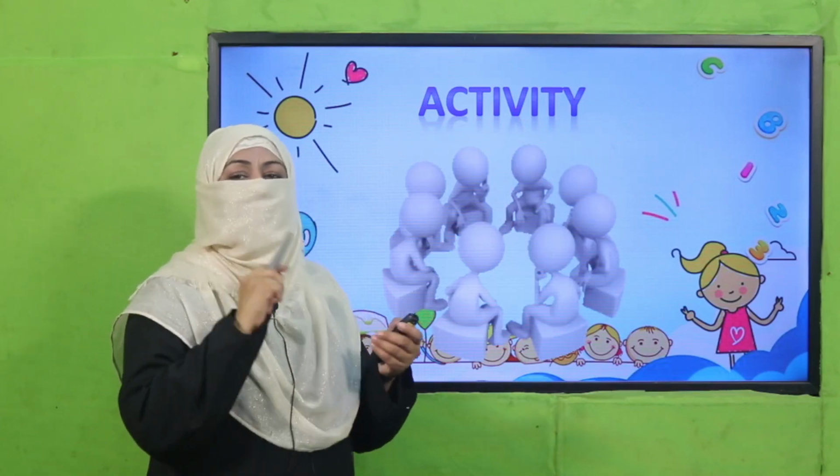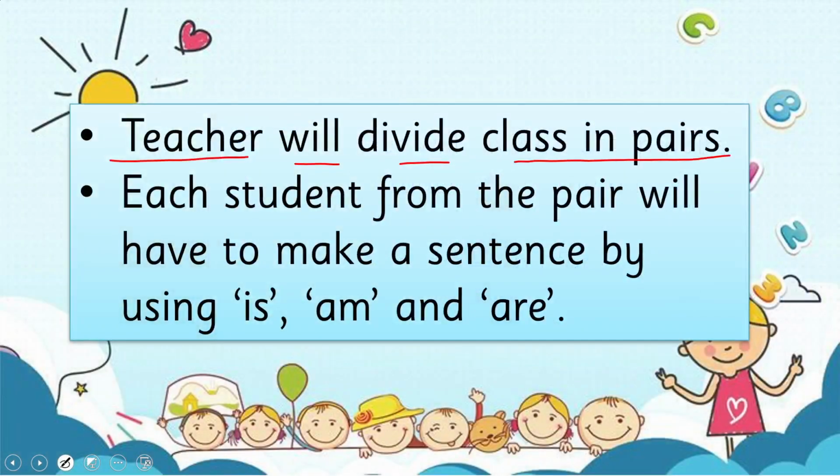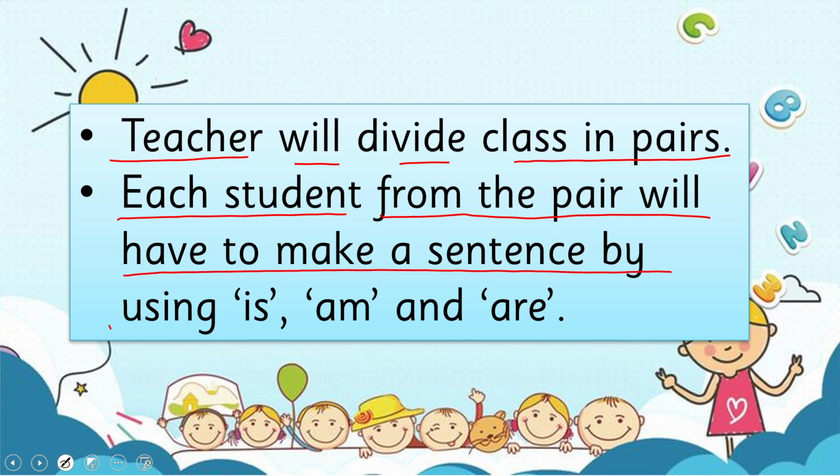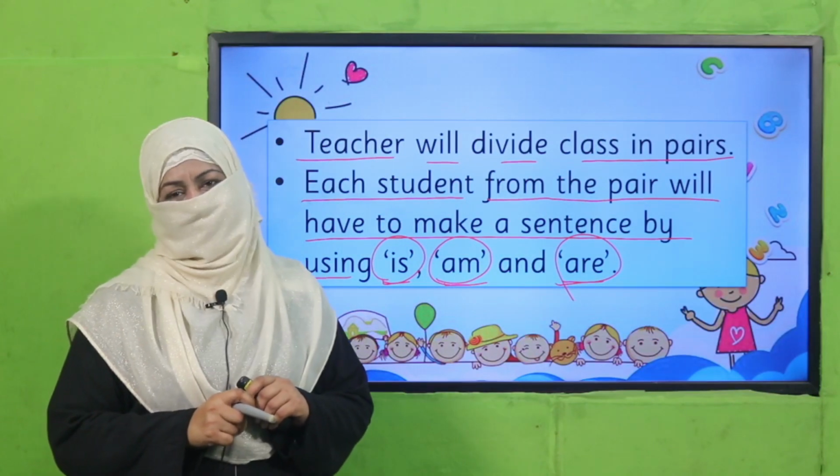Are you clear? So let's practice it through an activity. Teacher will divide the class in pairs and each student from the pair will have to make a sentence by using is, am and are. So before telling that sentence to your teacher, you can talk to each other. Okay, so pause the video, enjoy this activity and then come back.